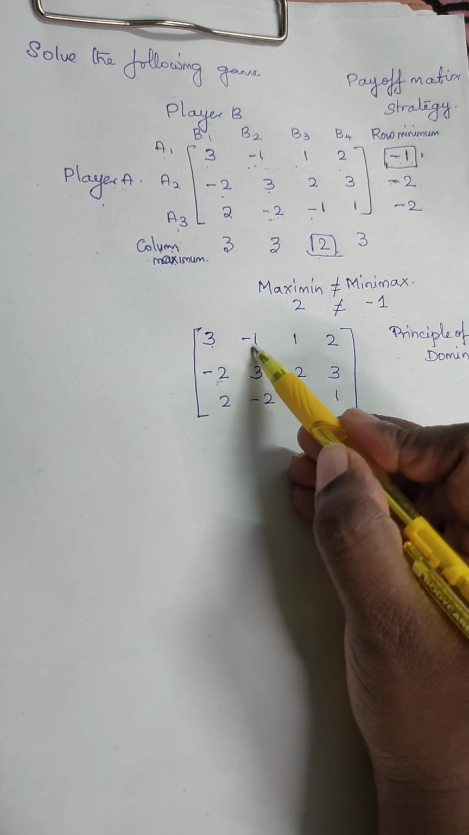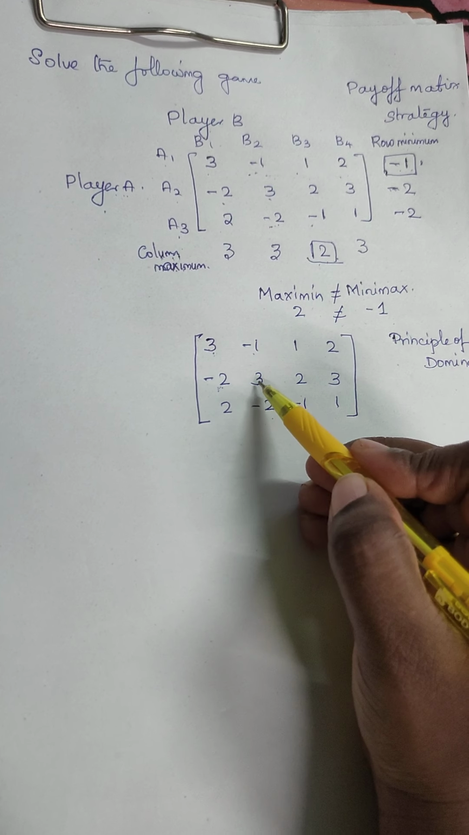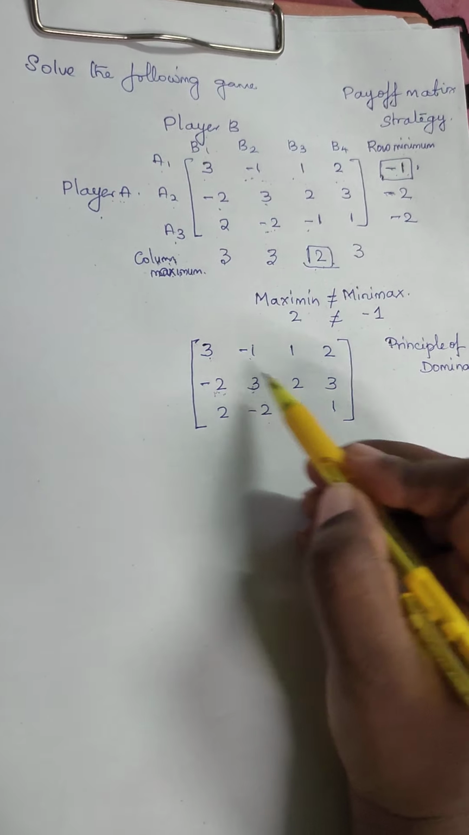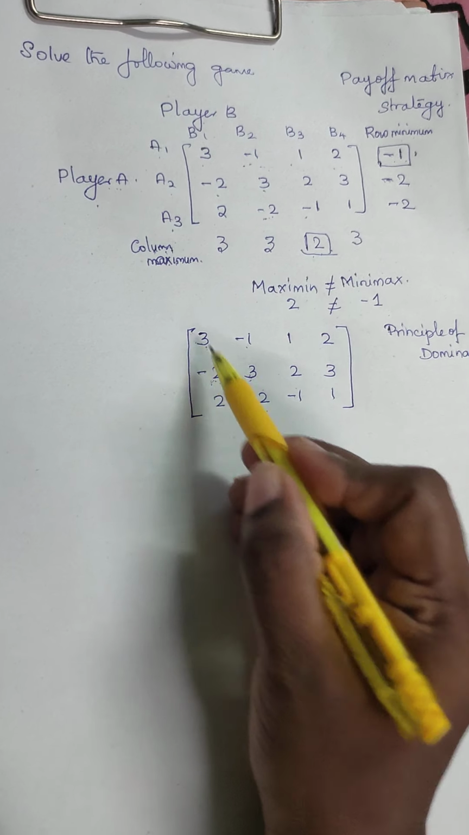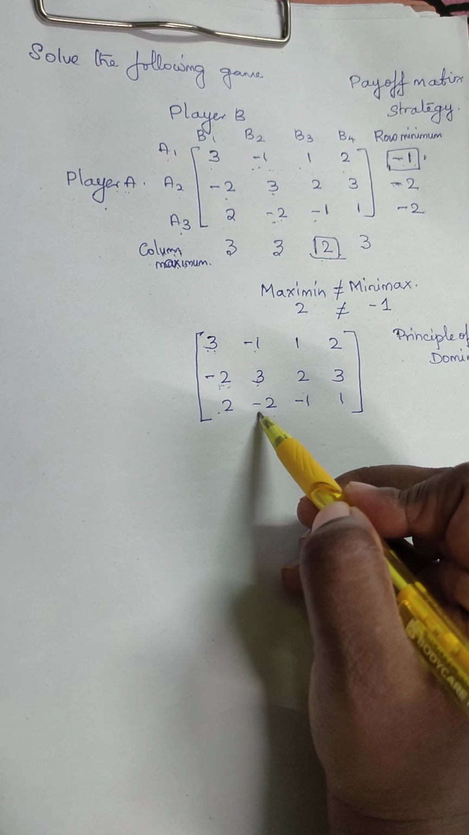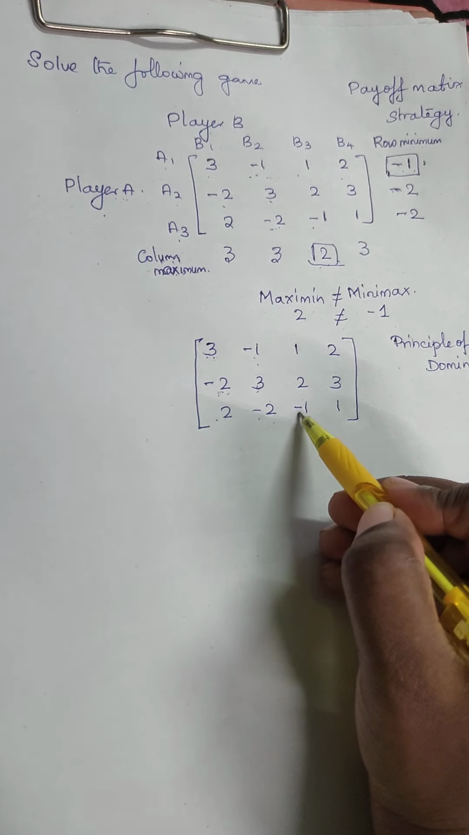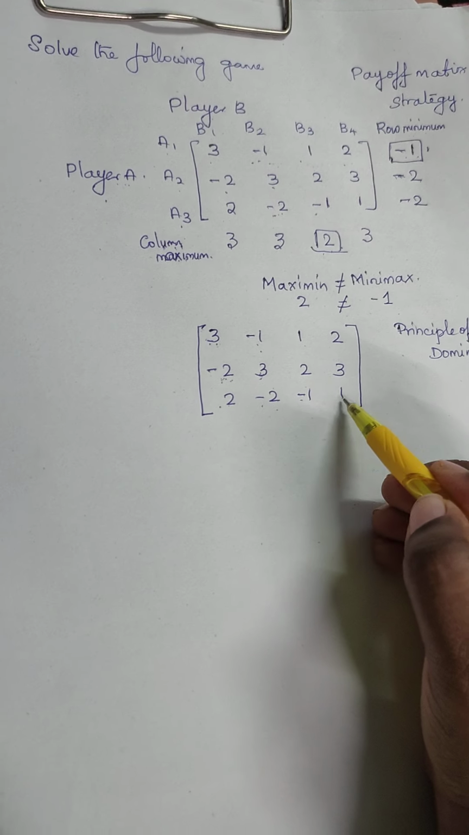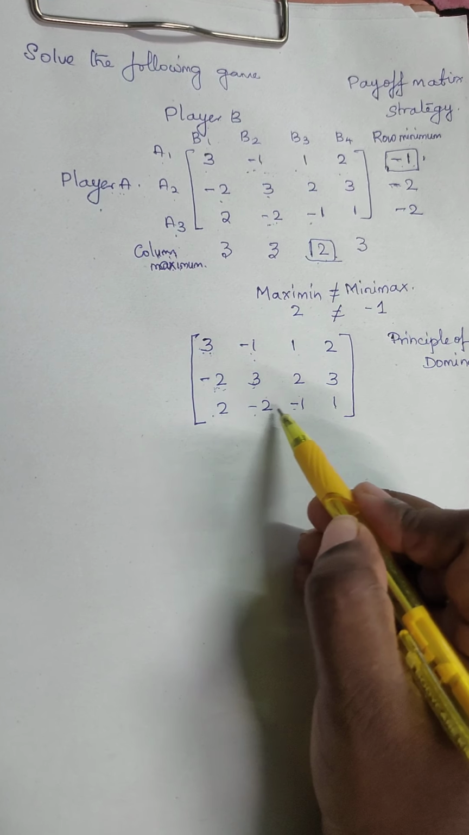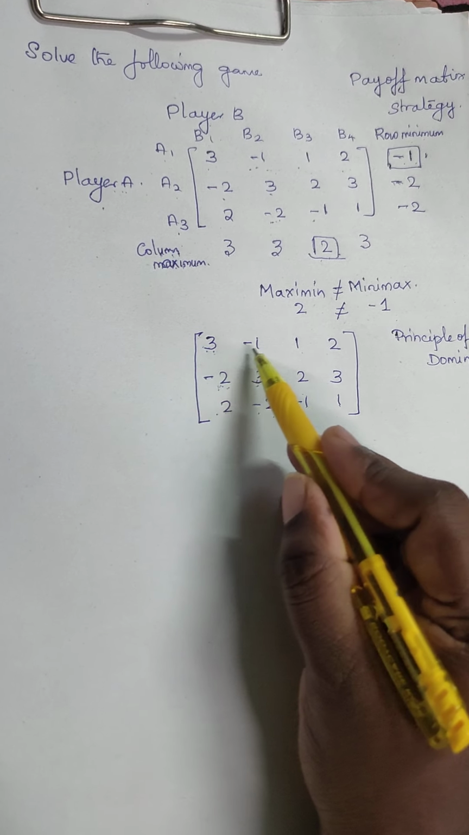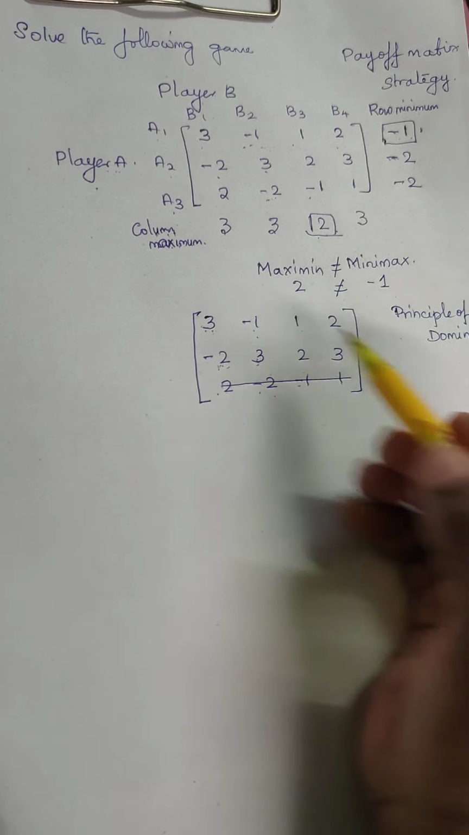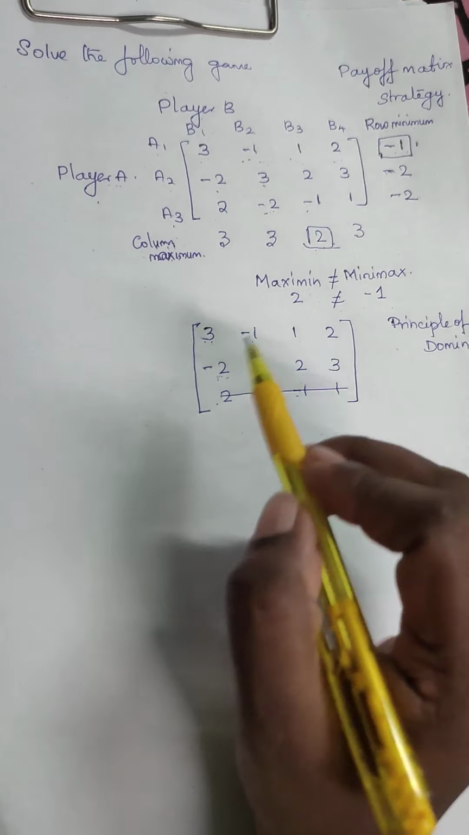Go to the next value, minus 1, 3. Here 3 is more, before it was less, here it is more, therefore you can't cut anything. Now compare first row and third row. 2 is less than 3, good. Minus 2 is less than minus 1, good. Minus 1 is less than 1, good. And 1 is less than 2. So for row 3, all the values are less than row 1's values, therefore row 3 is cut off. We have already compared these two, so I am not going to go for that.